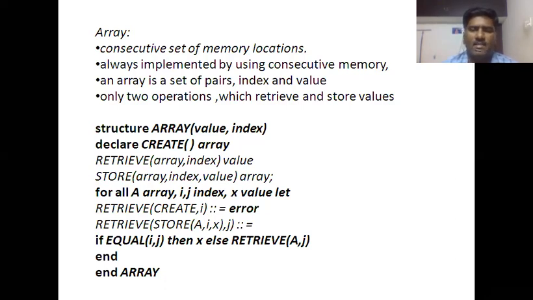Okay, right. Then how to creating the array? Okay, right. So here we are using the structure array of, array is nothing but a name, okay, value comma index, value comma index. If example array 15 comma 0. So 15th value store in the index 0. Right. Next declare create of array. So this is using for creating the empty array.